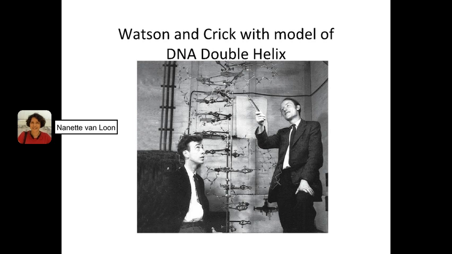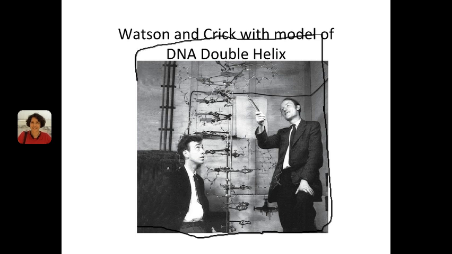This picture shows Watson and Crick with a model of the DNA double helix, and this was taken shortly after they published the paper, or at the time when they were getting ready to publish the paper. So it shows the double helix with the backbone of sugars and phosphate groups on the outsides, and then the bases stacked on top of each other in the middle, connected by hydrogen bonds.